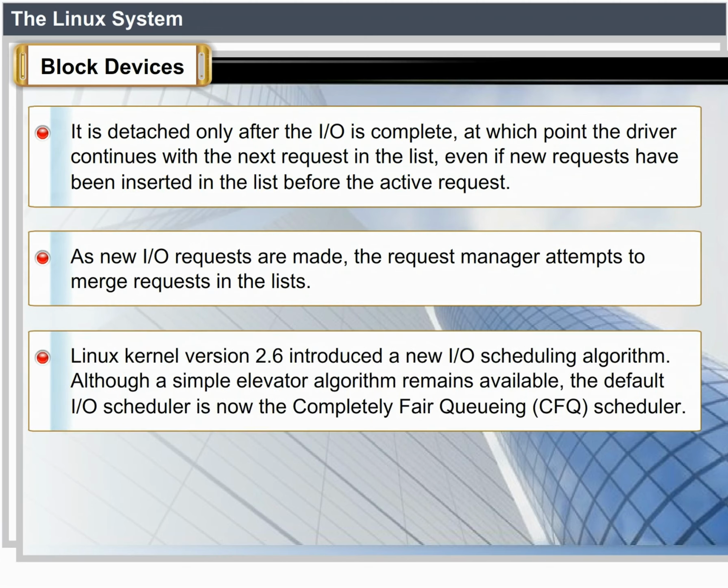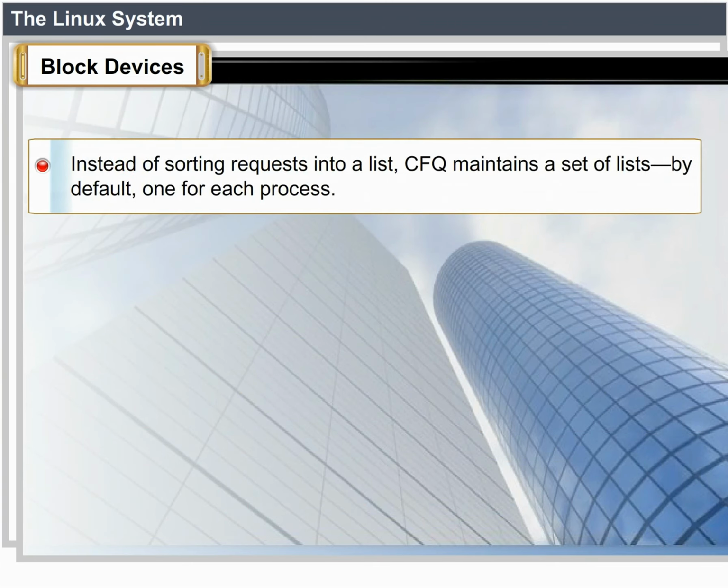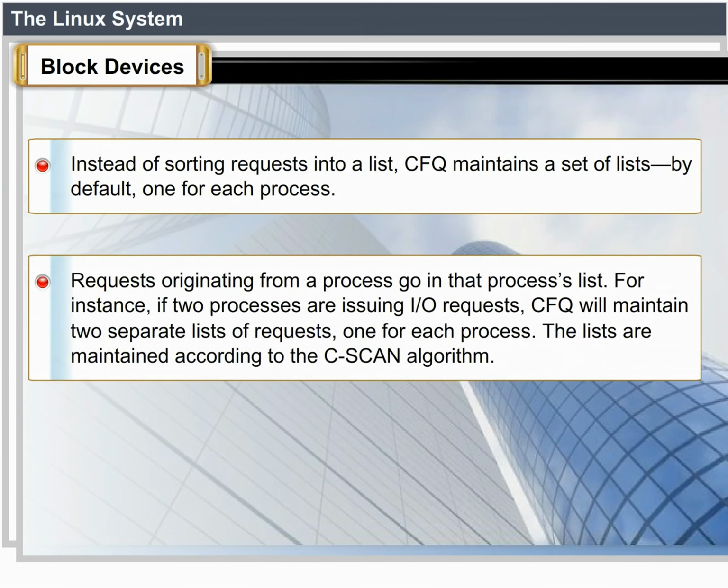Linux kernel version 2.6 introduced a new I/O scheduling algorithm. Although a simple elevator algorithm remains available, the default I/O scheduler is now the completely fair queuing, CFQ, scheduler. The CFQ I/O scheduler is fundamentally different from elevator-based algorithms. Instead of sorting requests into a list, CFQ maintains a set of lists, by default one for each process. Requests originating from a process go in that process's list. For example, if two processes are issuing I/O requests, CFQ will maintain two separate lists of requests, one for each process. The lists are maintained according to the C-scan algorithm.